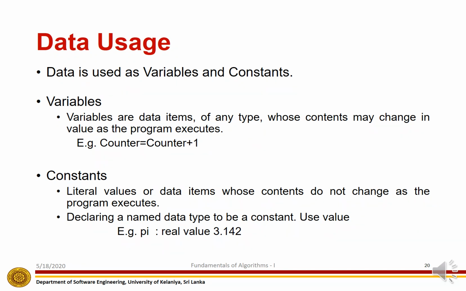Then constants. Literal values or data items whose contents do not change as the program executes are known as constants. For example, we can use the value 3.142 as a real data type. When the program executes, it will never change. In every execution, the value is 3.142. That is a constant.